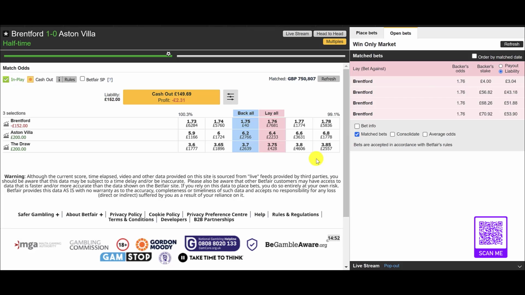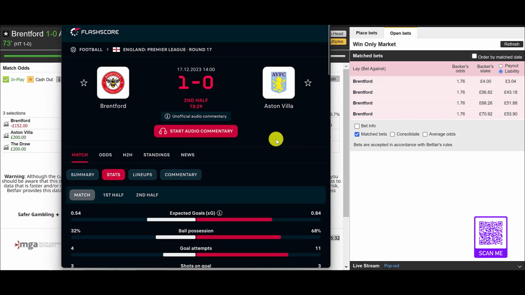So if Aston Villa can get level, that price is going to shoot up and we'll be able to lock in a profit. But we're going to keep an eye on the XG data during the second half. Brentford 1, Aston Villa 0. At half-time, we're expecting Aston Villa to get back into this. We're in the 74th minute of this one. It's still Brentford 1, Aston Villa 0.